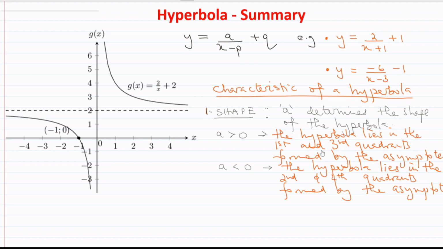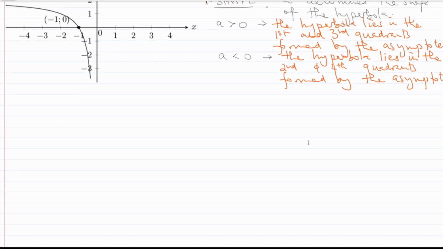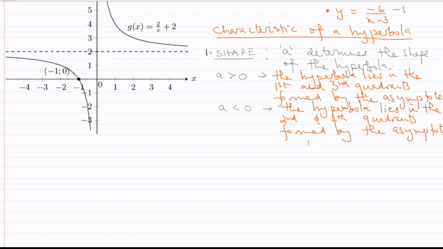Okay, so here we are referring to the shape. How do you describe the shape of a hyperbola? We can refer to the shape of a hyperbola as lying in the first and third quadrants, or it lies in the second and fourth quadrants, which are formed by the asymptotes. Now that brings us to the other concept, which is very important in this case. Now we have this term asymptotes and quadrants.